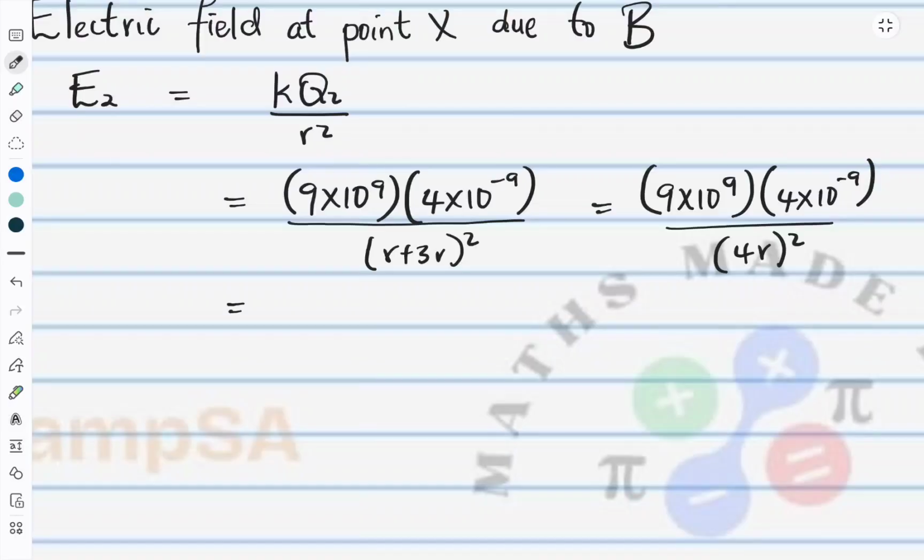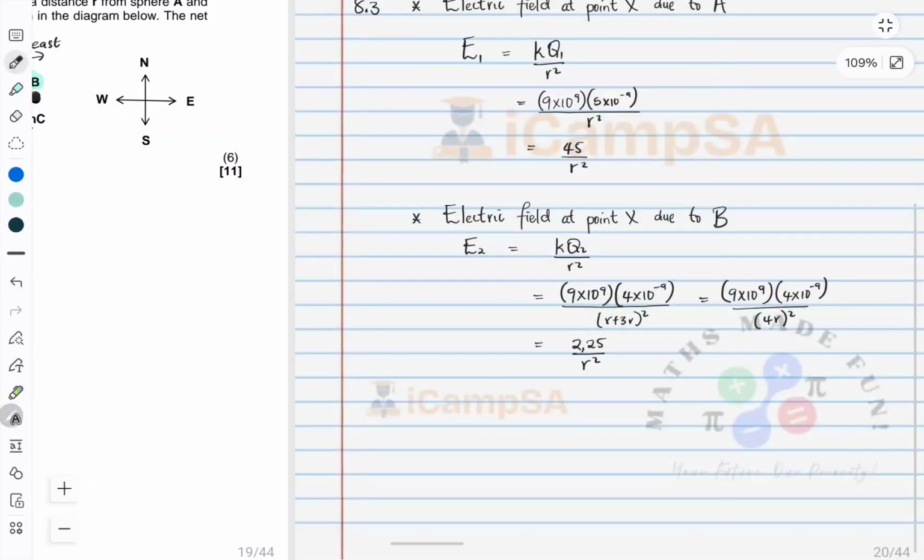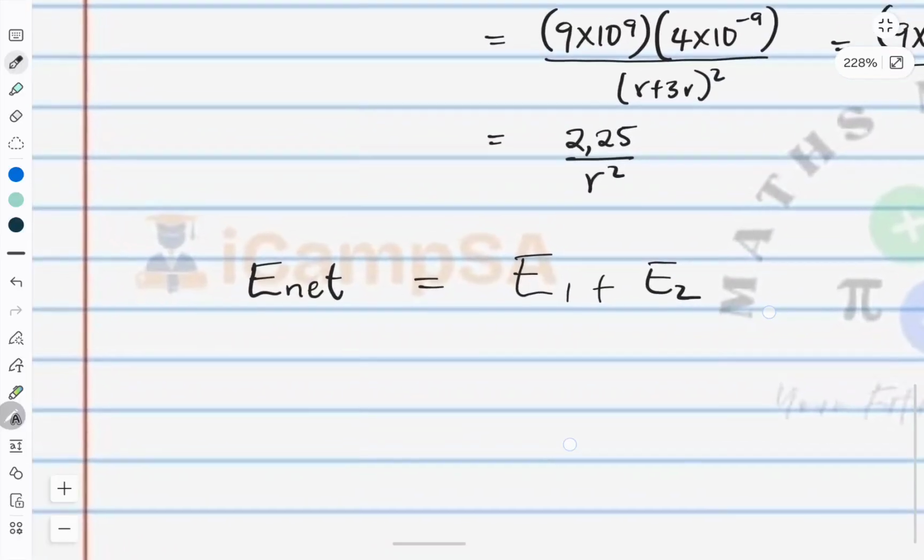So I get 4, this is 16, but it's fine, let's do 4 squared. I get 2.25 over r squared, okay? That's what I get. Right, so now let's find the net then. We know that E net would be E1 plus E2. Must be careful now. Let's do it.